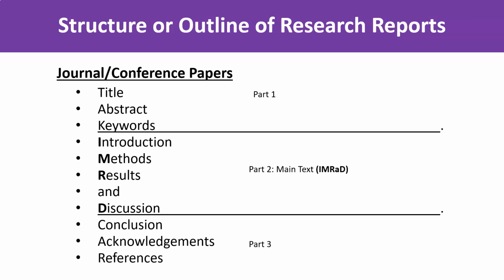The third part is made up of conclusion, acknowledgements, references. That's what the third part is made up of. So if you are writing a journal paper, these are the things you need to put there. It must have a title, abstract with keywords. Then you have the introduction, the methods, the results and discussion, and the conclusion, and then acknowledgements as well as references. This is the structure of a journal paper or a conference paper.